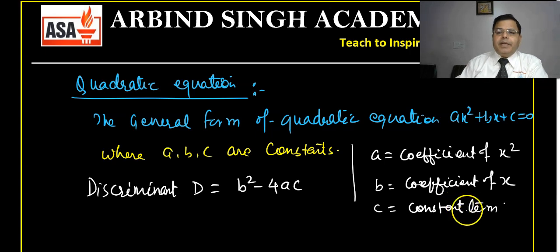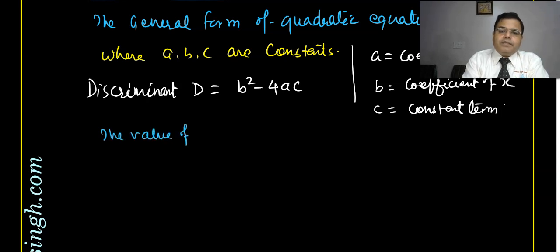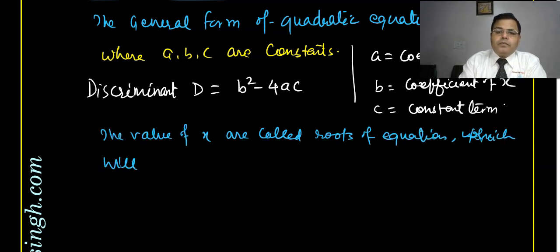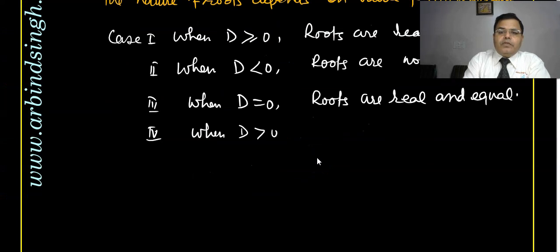So here D can be determined as b square minus 4ac, and that will basically determine the nature of the roots. The values of x are called the roots of the equation, the values which will vanish the equation, that means bring it to 0. When D is positive, the roots are real and unequal, right? So these are the things.